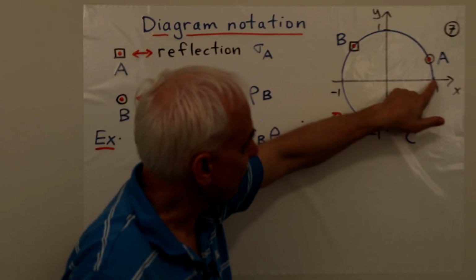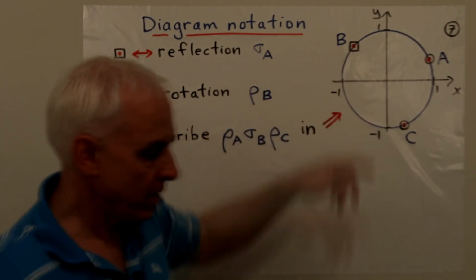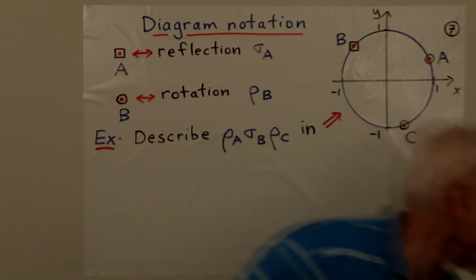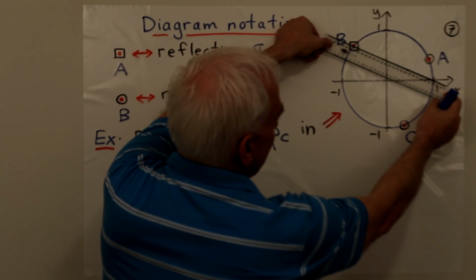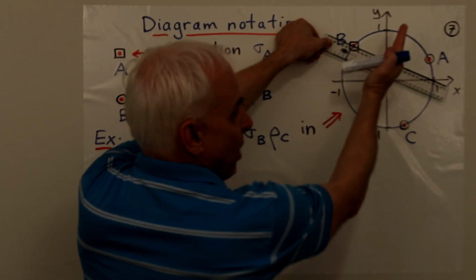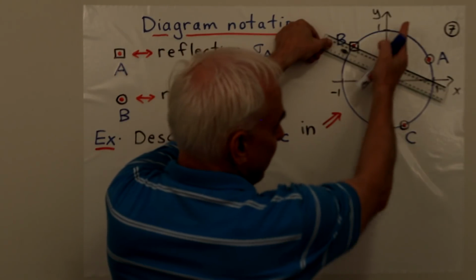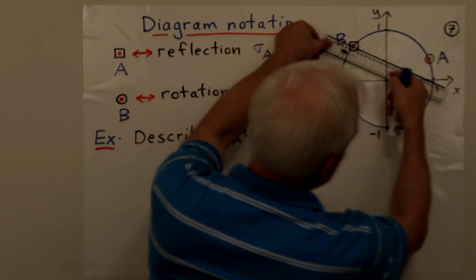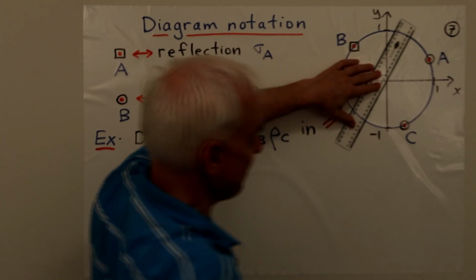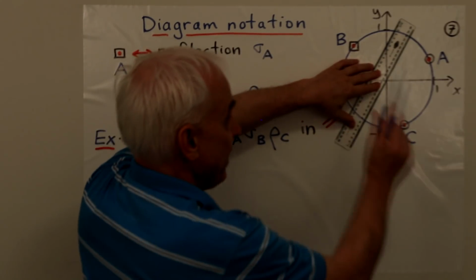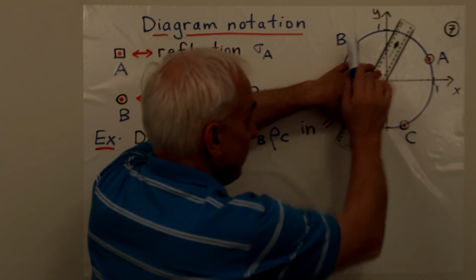We have to reflect in such a way that this point here gets sent to this point here. Well, if we have a little ruler, we'll connect those two points. What we want is to reflect in a line through the origin that's perpendicular to that. So maybe in this case, something like that. That would be an axis of reflection, the axis of the reflection, sigma sub B. That would send this point to that point.